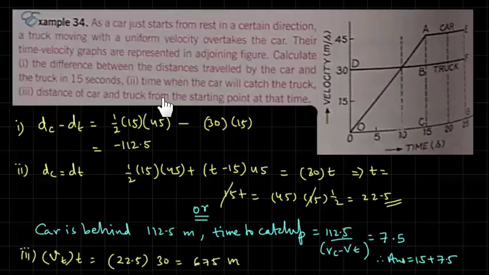Distance of car and truck from the starting point at that time. So it's just a question of, for the truck, it's just Vt, which gives you 675 meters. And similarly for the car, you can calculate that: this triangle area plus the area of the rectangle. From the graph you can find that out.